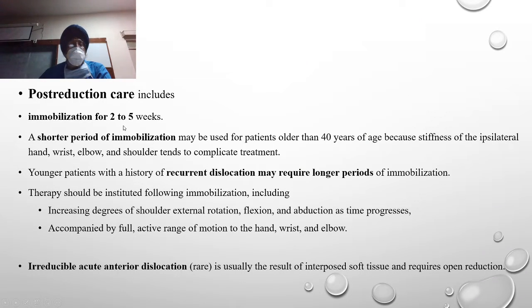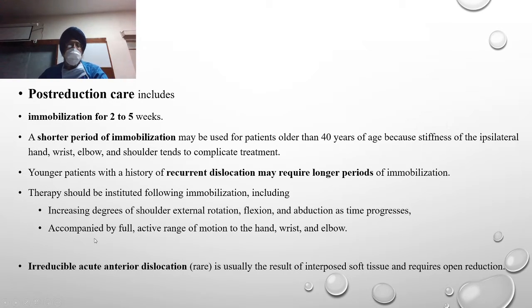Post-reduction care includes immobilization for 2 to 5 weeks. A shorter period of immobilization may be used for patients older than 40 years of age because stiffness of the ipsilateral hand, wrist, elbow, and shoulder tends to complicate treatment. Younger patients with a history of recurrent dislocation may require a longer period of immobilization. Therapy should be instituted following immobilization, including increasing degrees of shoulder external rotation and abduction as time progresses, accompanied by full active range of motion of the hand, wrist, and elbow.